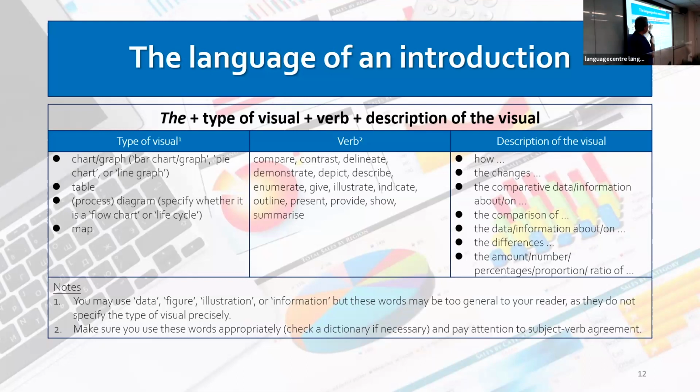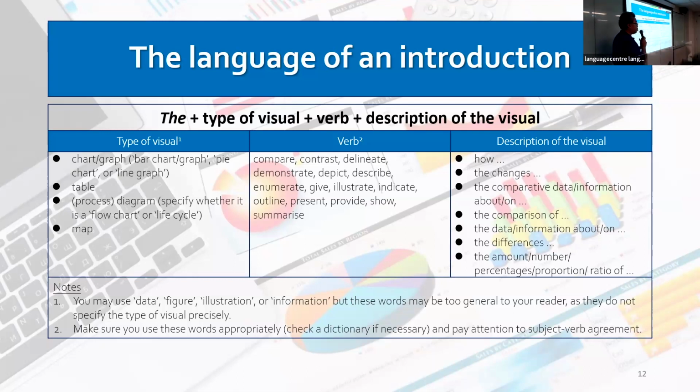And then you use the verb to tell me what the visual is doing. Say, for example, the table shows blah blah blah. The table or the map compares. The map describes blah blah blah. And in the last part of this formula, you give me a short description of the visual. Okay, and you tell me like the example I've shown you.